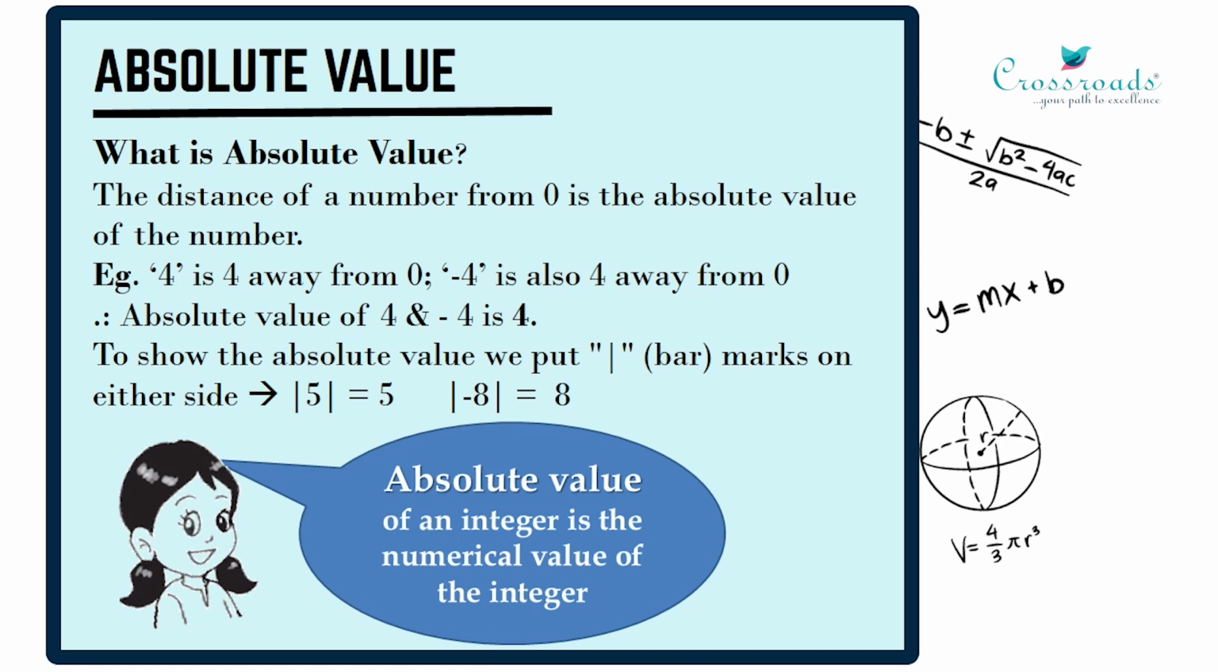In simple words, if one has to define absolute value, we can say that the absolute value of an integer is the numerical value of the integer. We repeat once again: the absolute value of an integer is the numerical value of an integer. An absolute value is usually put inside 2 bars, as we are seeing with number 5 or number -8. Both are put between 2 bars. So the absolute value of 5 is nothing but 5. If you're noticing, the absolute value of -8 is nothing but 8.